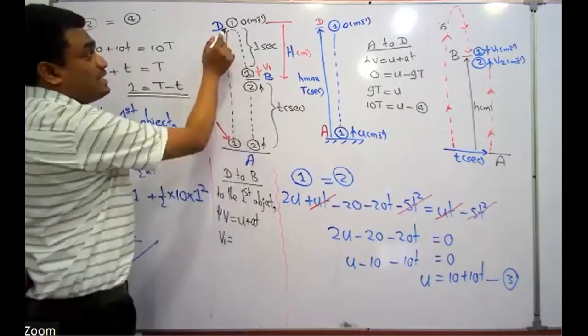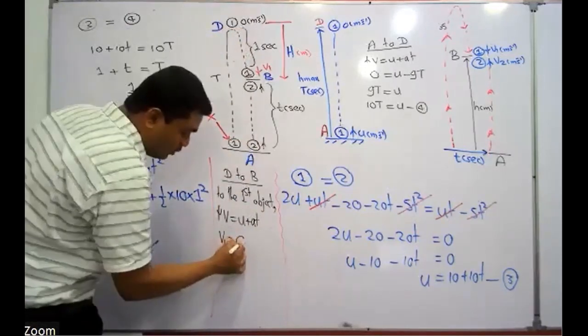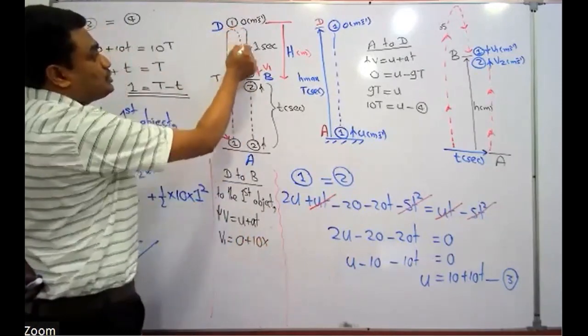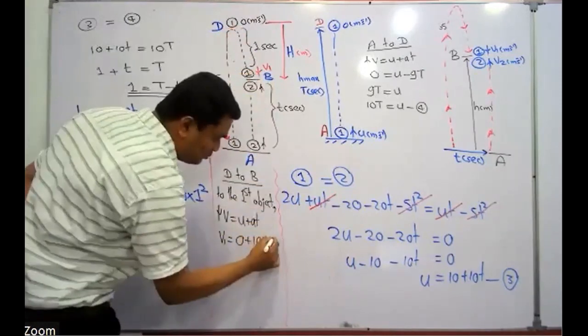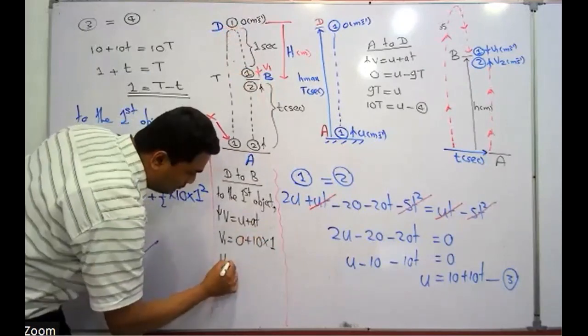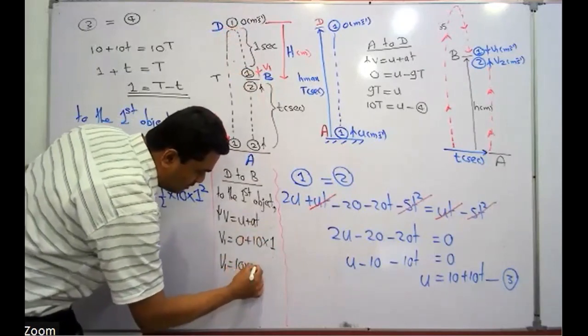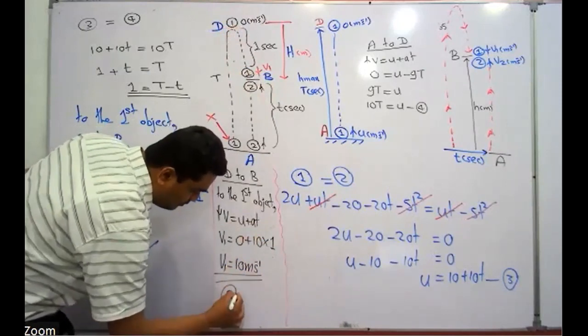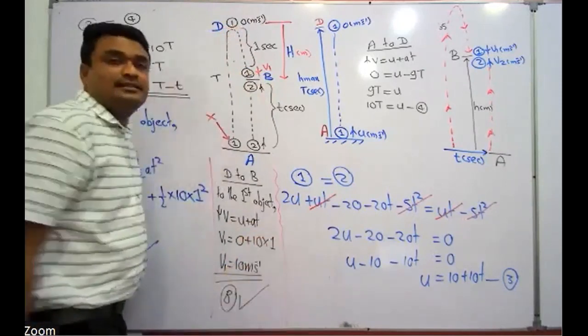Initial velocity is the velocity at the maximum point, that is 0. Downward acceleration is 10. The time taken for the first object to reach point B is 1. 10 into 1 is 10. Therefore, V1 equals 10 meters per second. Therefore, statement B is correct.